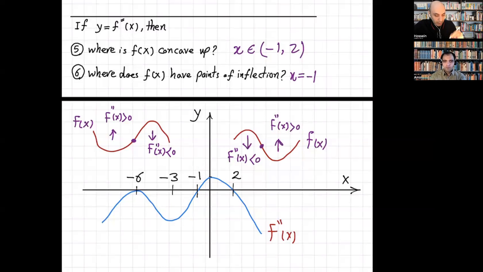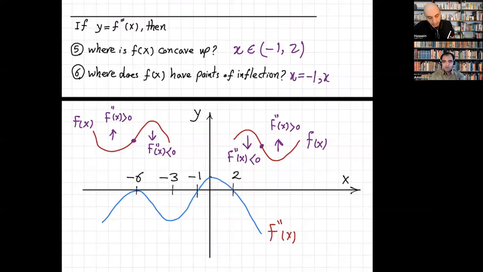And then I see another point where we have a change in the sign of f double prime, which is +2. For values of x less than +2, the value of f double prime is positive, and then for values of x greater than +2, the values of f double prime change to negative. So x equal +2 is another point of inflection.